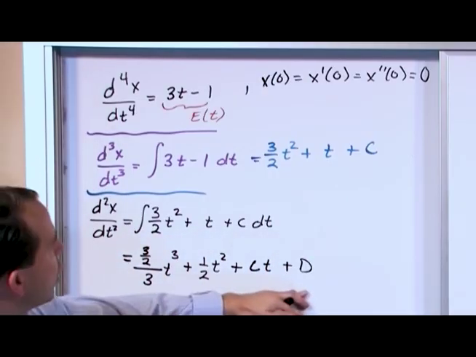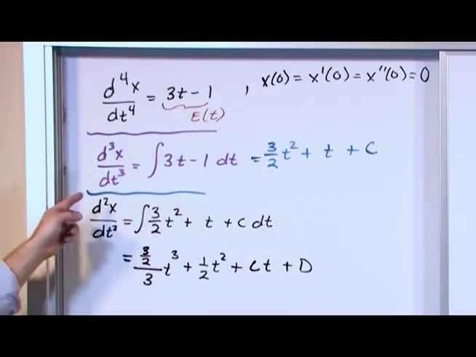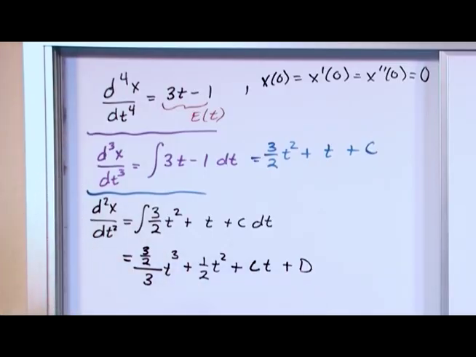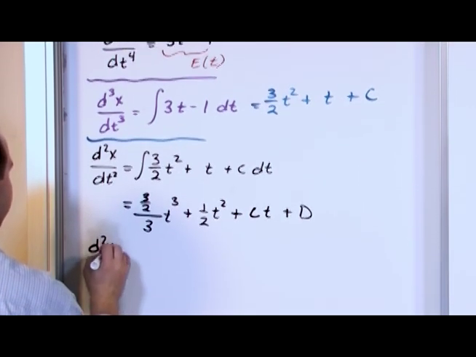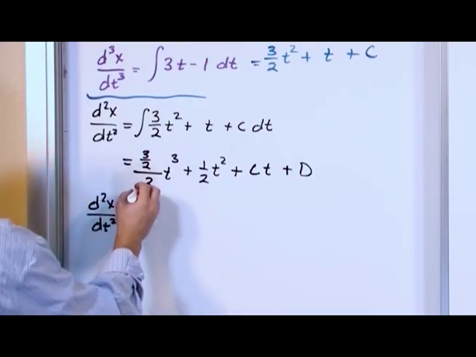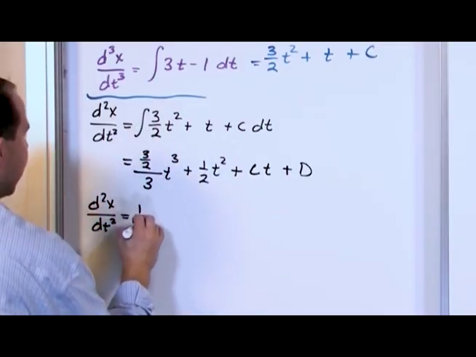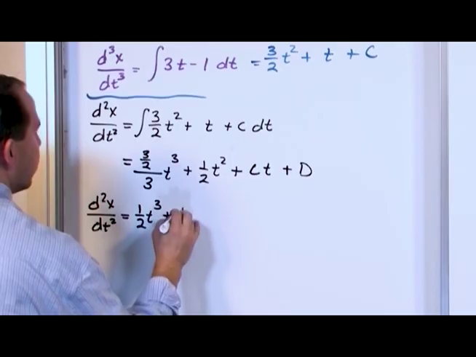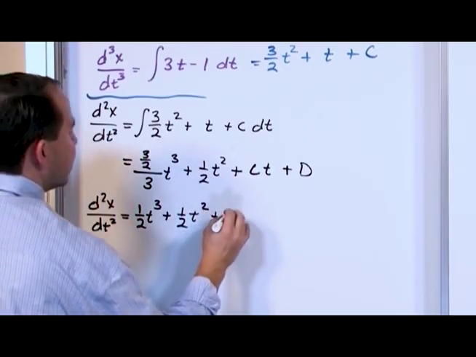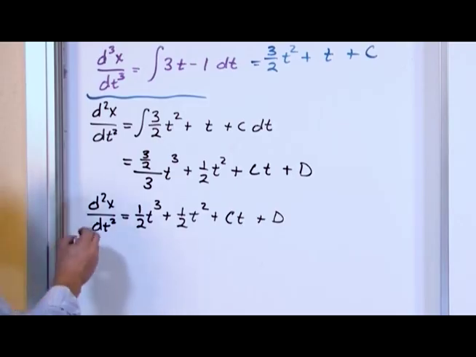So we're getting a little bit longer each time. We started out with something easy, we got something a little bit longer, now we've got something a little bit longer, and you can guess as we keep integrating, we're going to get more and more terms piling on. Now let's simplify this a little bit. So we'll have the second derivative of x with respect to time equal to, well, if we imagine this over 1 and flip it over and multiply it, the 3's are going to cancel. So I'm going to have 1/2 t cubed plus 1/2 t squared plus c times t plus d. That's what I'm going to really have. 1/2 t cubed plus 1/2 t squared plus c times t plus d. All right, so we found the second derivative.